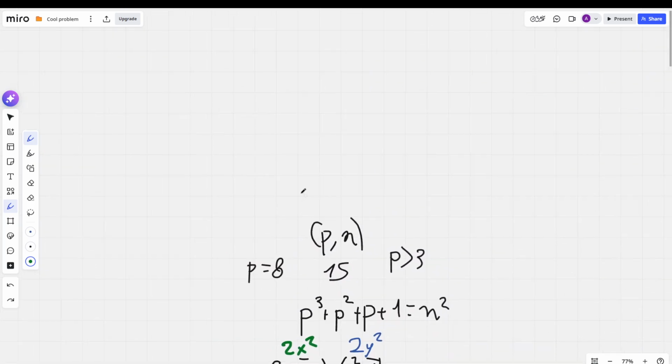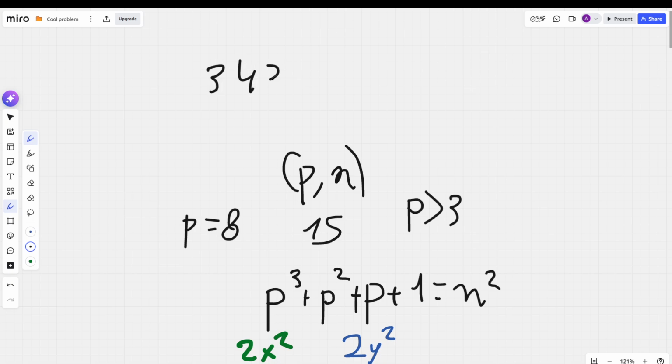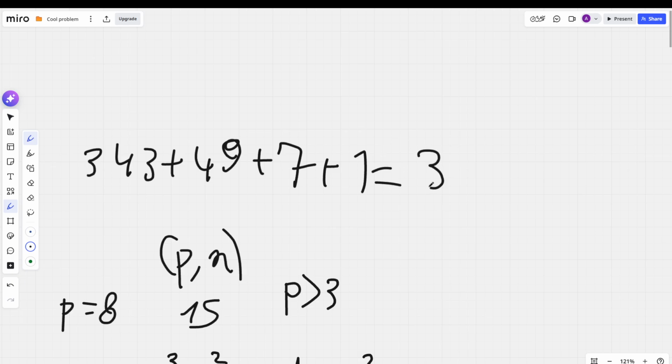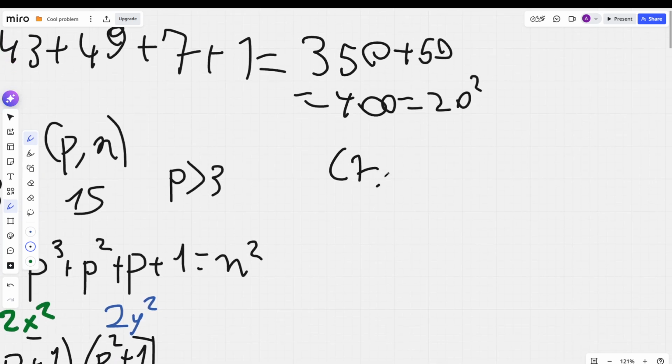We now check that p equals 7 is indeed a solution, and we get 343 plus 49 plus 7 plus 1, and that is equal to 350 plus 50, that is 400, and that is indeed 20 squared. So the only solution is (7, 20).